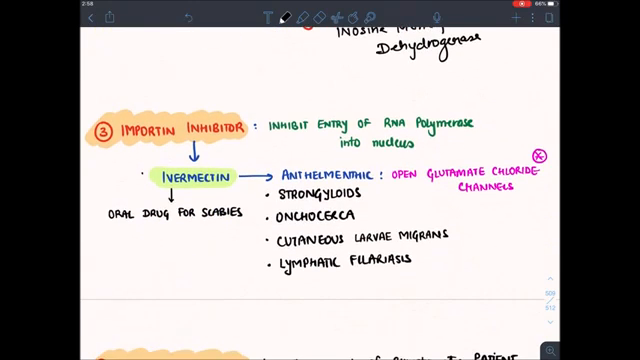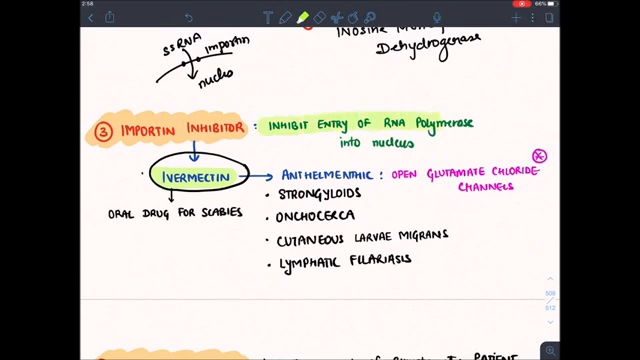Now a drug which inhibits the entry of single-stranded RNA into the nucleus. If you remember, this single-stranded RNA enters into the nucleus. Agreed? To enter into the nucleus, it requires the importin channel. So let's inhibit this importin channel by a drug: I for importin, I for ivermectin. So it inhibits the entry of RNA polymerase into the nucleus.